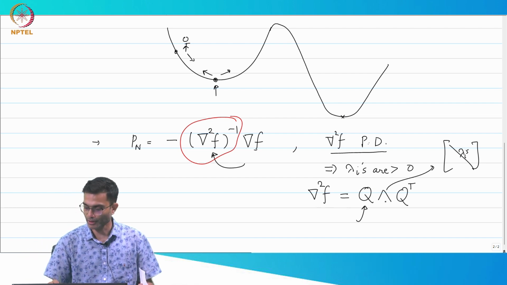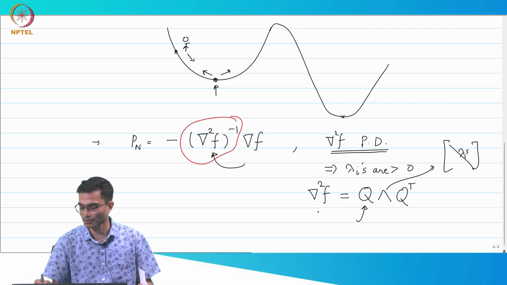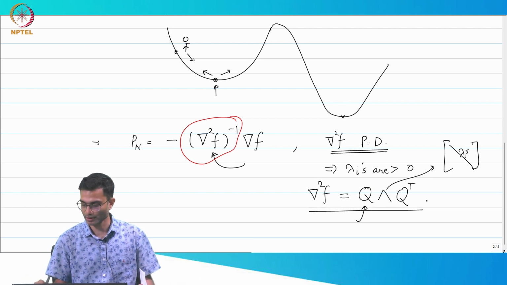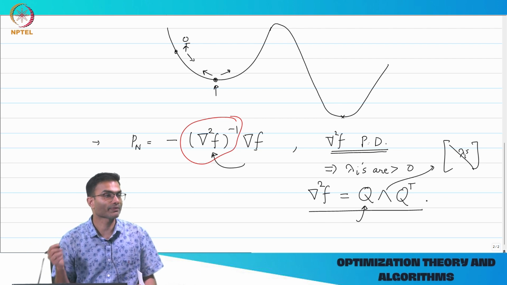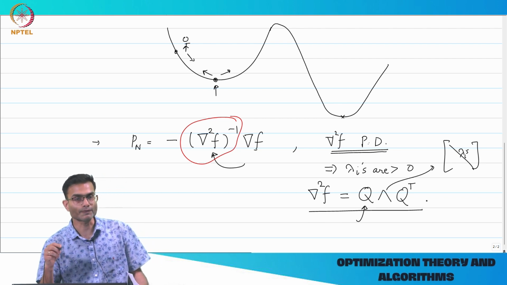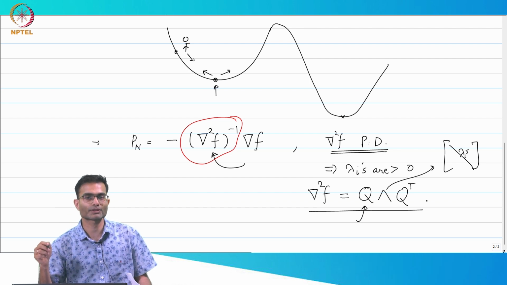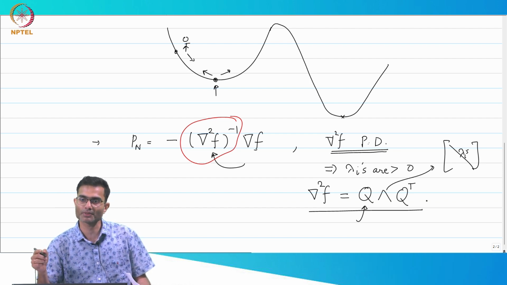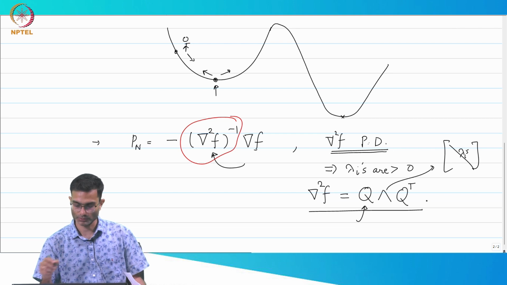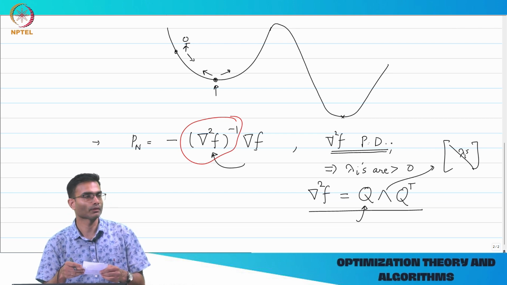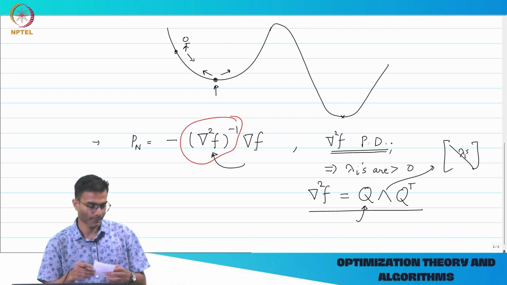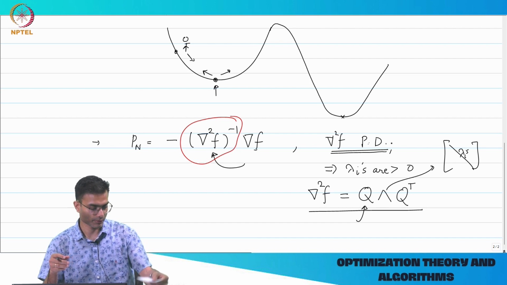So it's enough for me to say that the Hessian is positive definite, because now you look at this expression, I can take the inverse on both sides, it is guaranteed to exist. Which is why we said positive definite, not positive semi-definite. Because if positive semi-definite, one eigenvalue being 0 means I cannot invert it. Right? So that is the requirement. Is this fine? Okay.